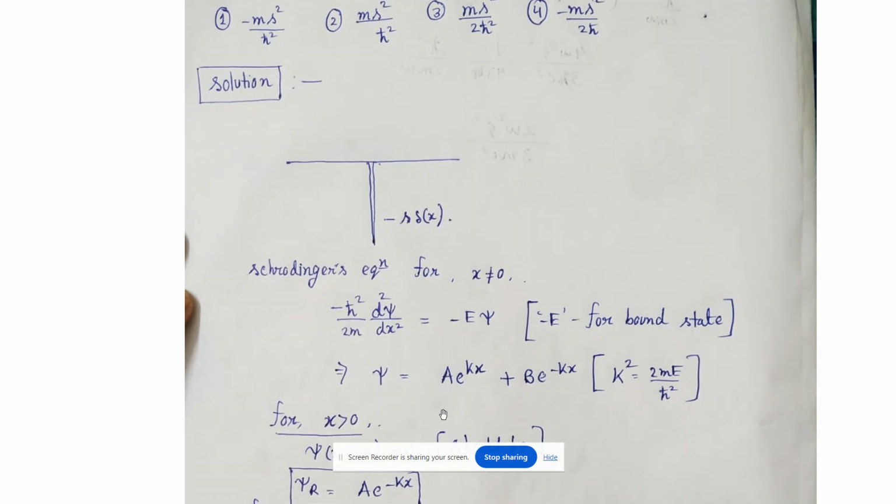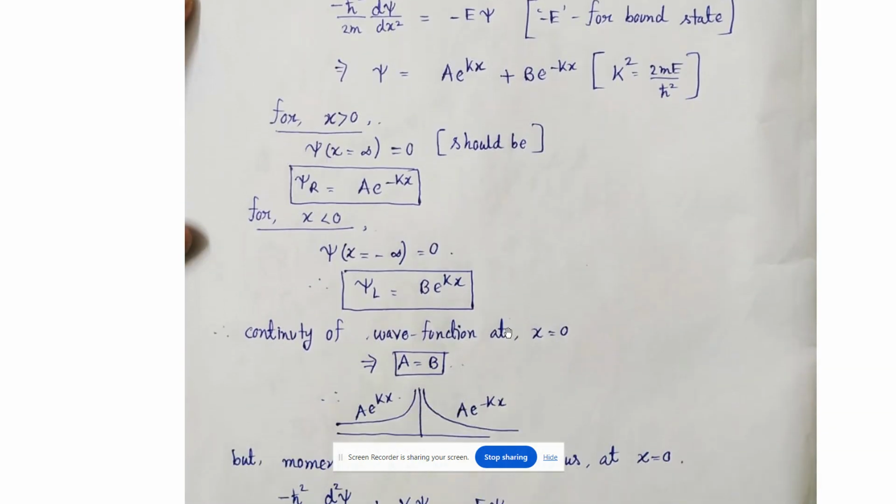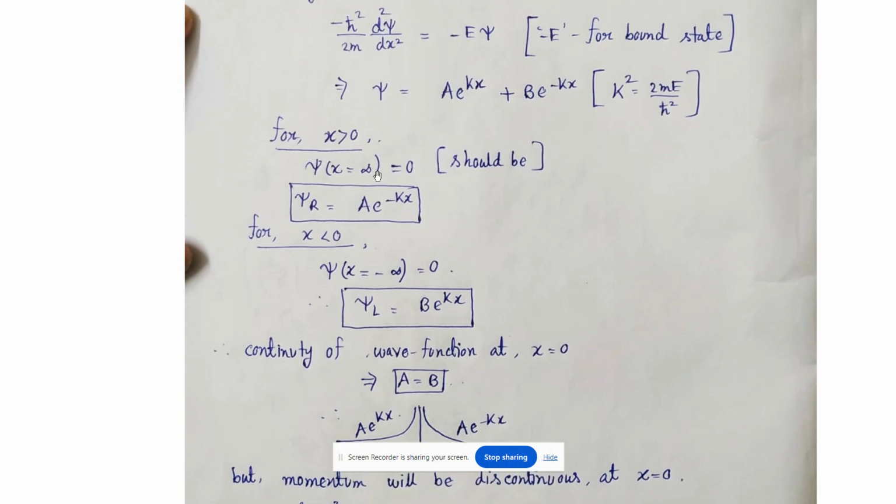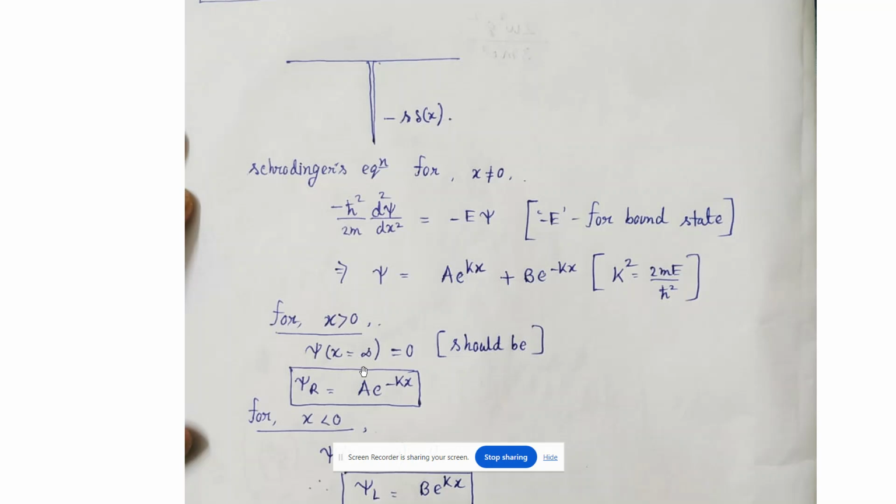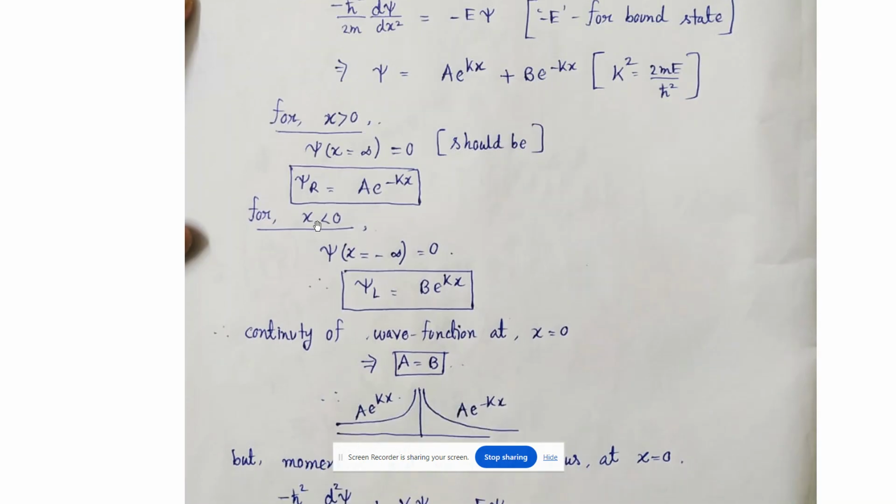Okay, so this is a standard solution, a superposition of e to the power kx and e to the power minus kx, where k square is 2mE by h cut square. And for x greater than 0, we have already done this many times. At x tends to infinity, phi should vanish because we want a valid wave function. That's why the right-hand side solution, psi R, is A e to the power minus kx. And for x less than 0, that is x tends to minus infinity, psi also should go to 0.